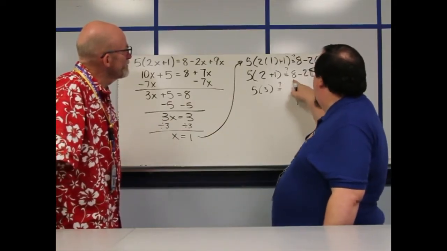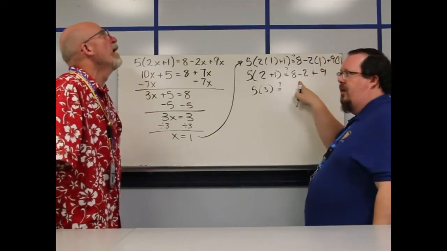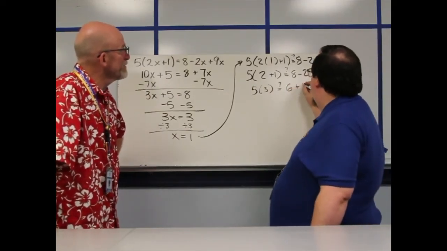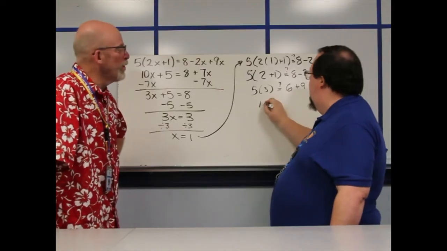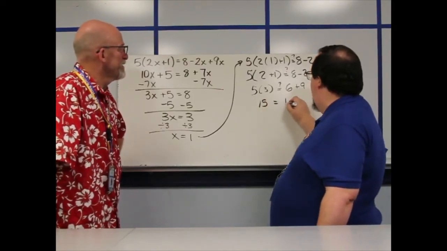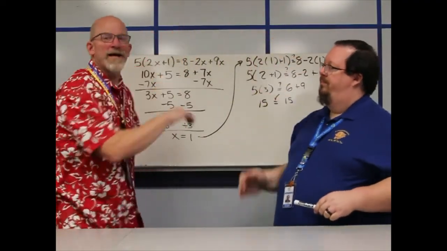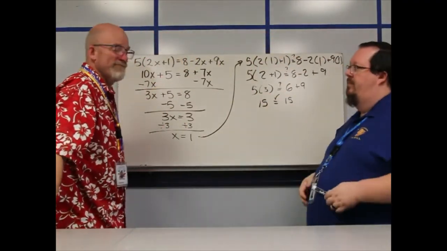5 times 3, is that the same as 8 minus, do we do the add first or the subtract first? Left to right. Adding and subtracting, left to right. So that's 6 plus 9. 5 times 3 is 15. Is that the same as 15? Yeah! Boom. We got it. Thank you guys. See you next time.